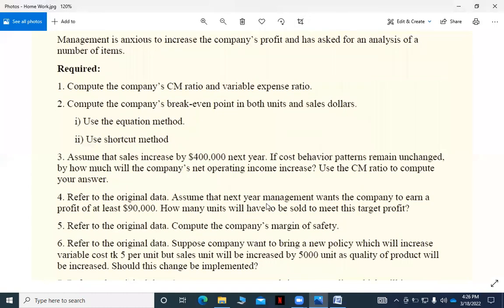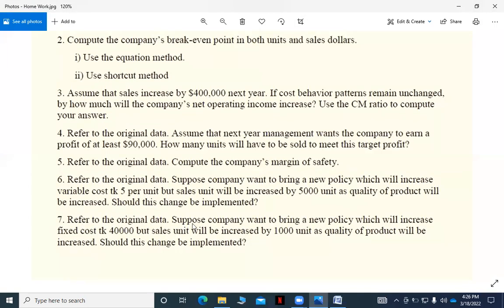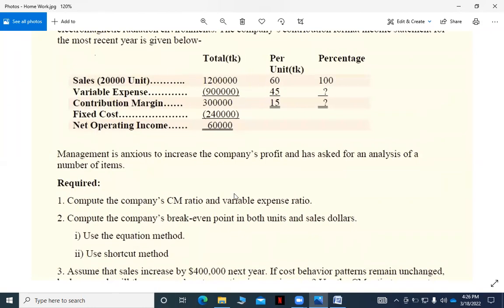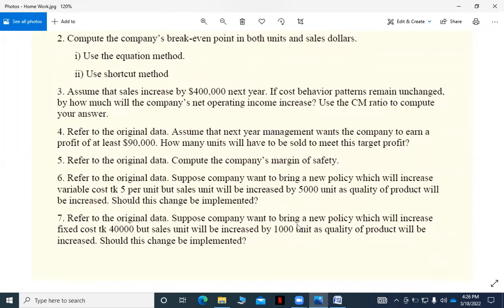Let's read the question. Okay, refer to original data. Suppose company want to bring a new policy which will increase fixed cost taka 40,000. Fixed cost will increase. They are actually talking about another new policy and refer to the original data. Refer to the original data means this is our original data. Now with that original data, they are bringing a new policy, and the new policy is it will increase the fixed cost by 40,000. So previously fixed cost was 2,40,000. So if 40,000 increase, then our new fixed cost will be 2,80,000.